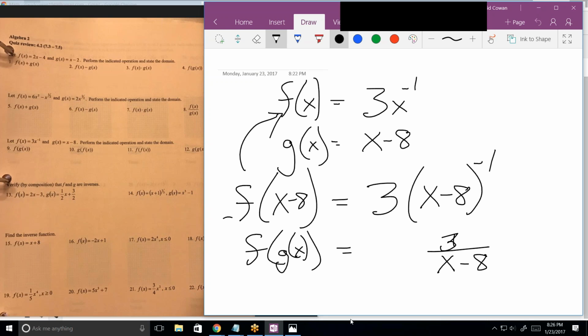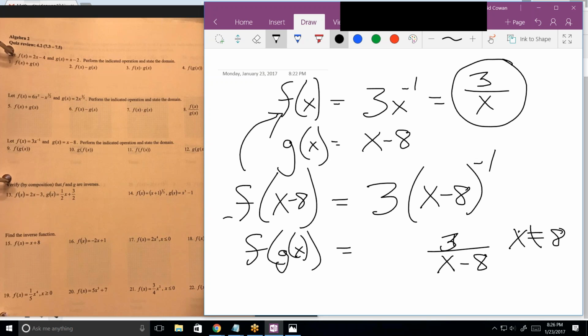X cannot be equal to 8 because if it were, then this denominator is 0. So that's one domain restriction. Remember, domain is all about restrictions. When you have a composite function, you have to take the domain restrictions that are most restrictive. If we go back and look at the f of x function, what else can x not be?